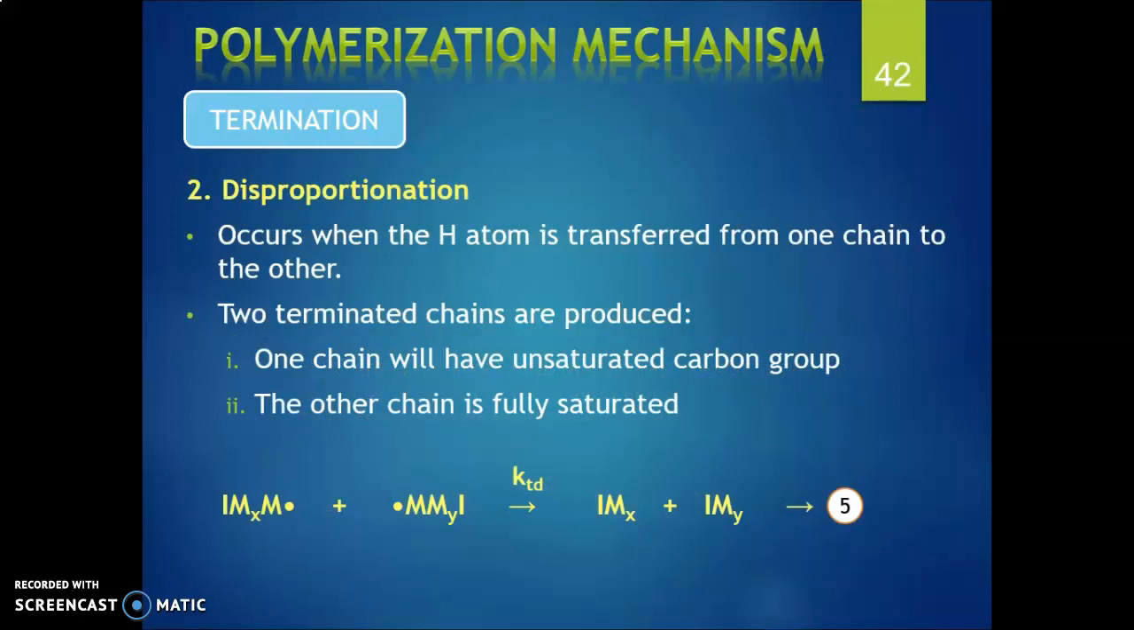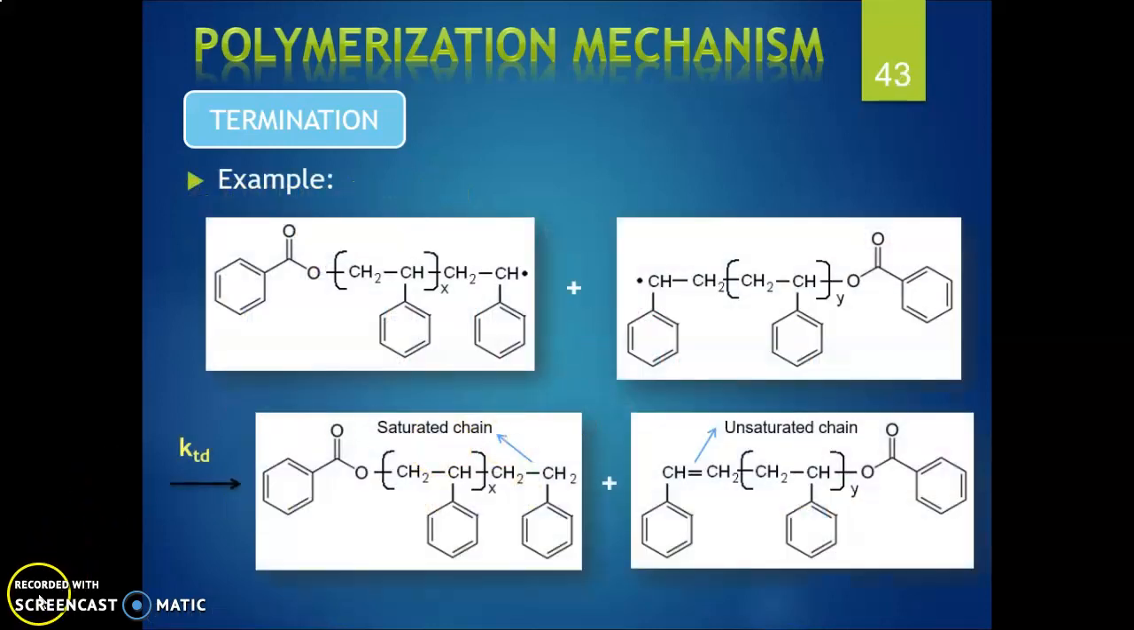Okay, termination by disproportionation occurs when a hydrogen atom is transferred from one chain to the other. Two terminated chains are produced. One chain will have an unsaturated carbon group and the other is fully saturated. Okay, awak sambung balik daripada structure propagation tadi, produk tu yang last, sama juga salin balik dua kali, plus another radical from propagation. Sama lah dua ni, cuma dia punya active site ni kat depan, yang ni dekat belakang.